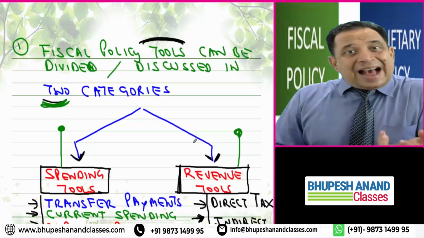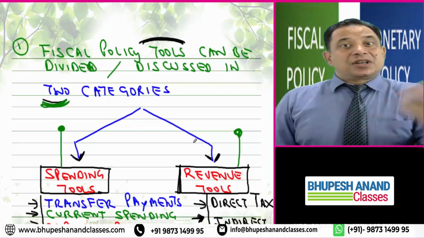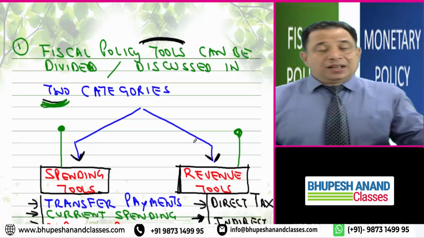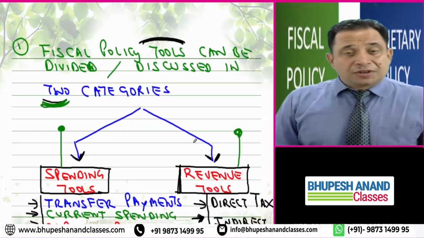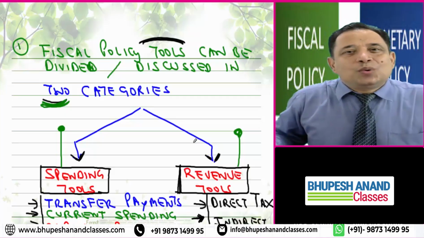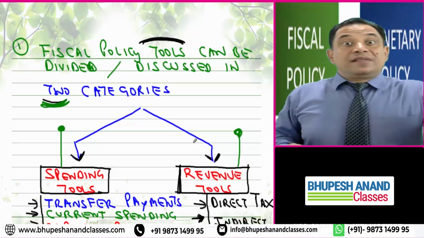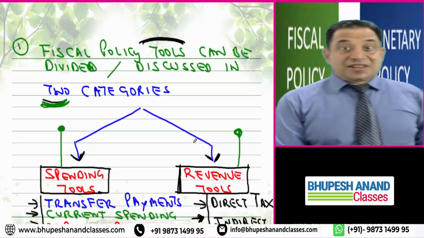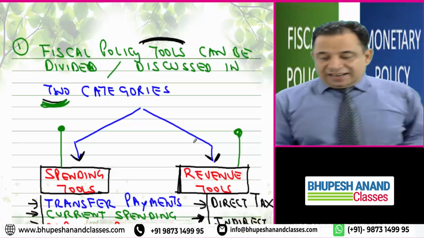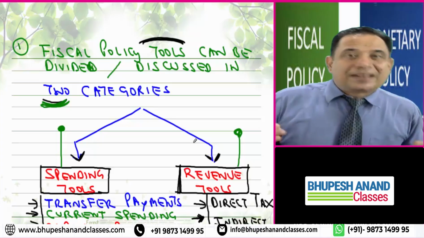Expense has three tools, or three types of expenditures which a government can do, which are to be accounted for in fiscal policy. And there are two incomes. When I say spending tools, I also mean expenditure tools, and there are three types of expenditures which a government can do. One is transfer payments. Second is current account spending, and third is capital spending.